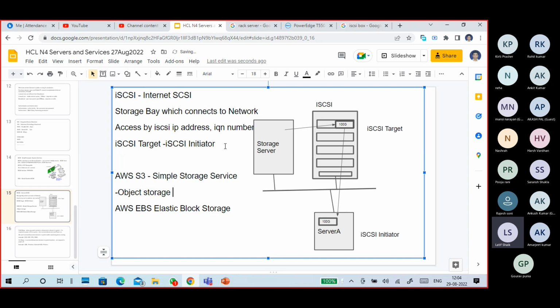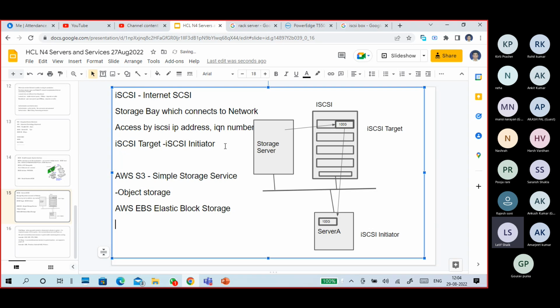Object storage means there is an S3 bucket. It's like a folder, and the bucket name is there. It is nothing but like a folder. Inside the folder, you put data in it. So that is an example of object storage. Okay.